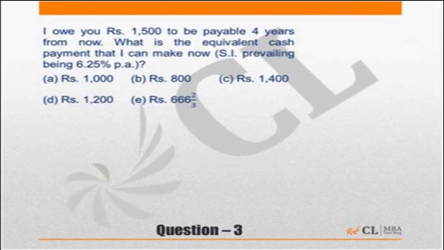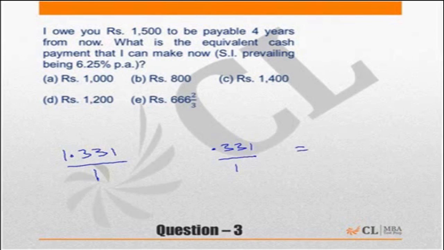Sachi, Shavya, how did 1.331 become 33.1%? Okay, let me proceed like that. 1.331 upon 1, it is an increase of 0.331 upon 1, so it will be equal to 33.1%.